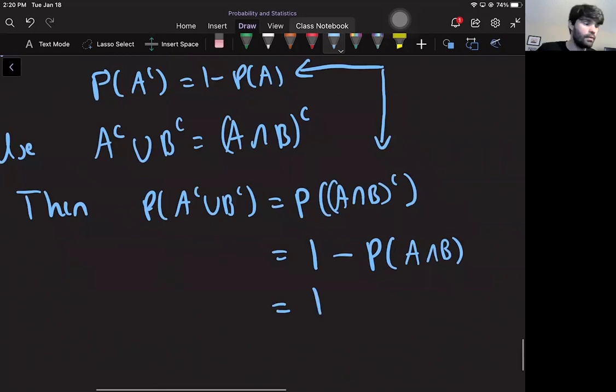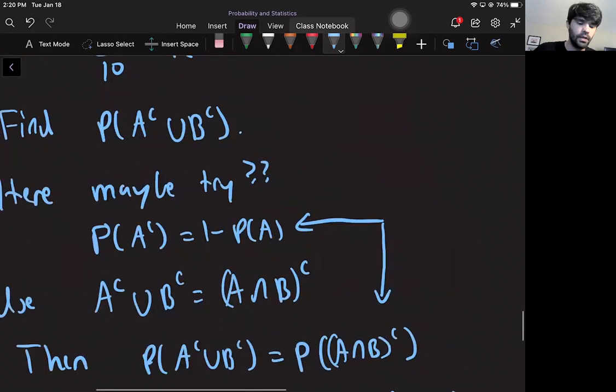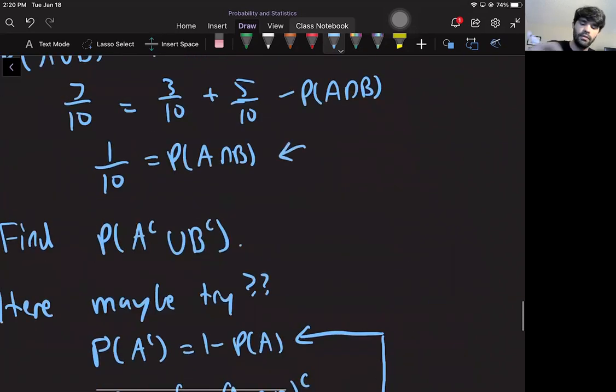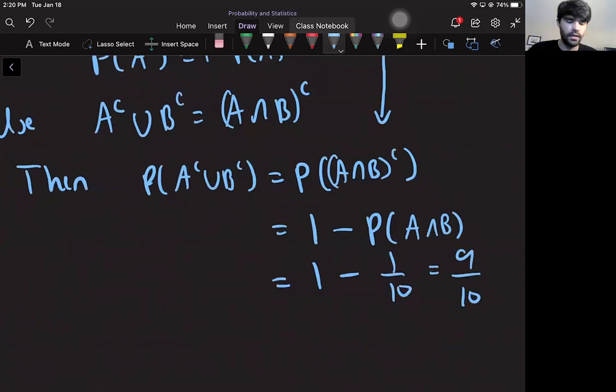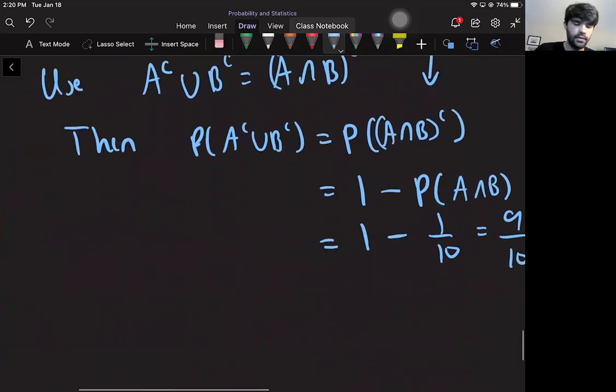But then this guy, is this one we were given? No, this is the one that we figured out. So this was the one that was right here, 1/10. So this is 9/10. 1 minus 1/10 is 9/10. Okay, so that's that one.